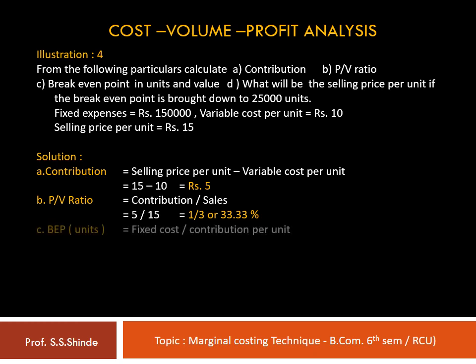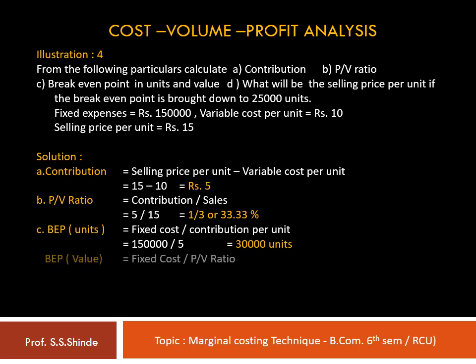33.33%. The third one is calculating the BEP in units. So the equation is fixed costs upon contribution per unit. The fixed cost here is 1,50,000 and the contribution per unit is rupees 5. Therefore, the BEP in units works out to 30,000 units. So the firm here reaches break-even point at an activity level of 30,000 units.